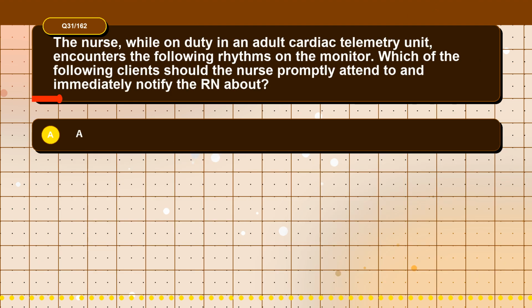Question 31. The nurse, while on duty in an adult cardiac telemetry unit, encounters the following rhythms on the monitor. Which of the following clients should the nurse promptly attend to and immediately notify the RN about? Here are the options. Option A.